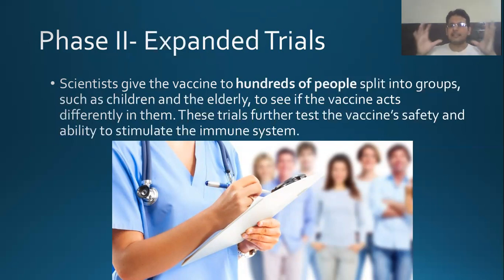So these are the expanded trials in which we pick different age groups and we see whether our vaccine is giving any immune response in all the age groups that we are going to study. So this is the expanded version of the phase 1 trial, which has a small number. In this case, we expand the number as well as the age groups. So that is called the phase 2 clinical testing or phase 2 clinical trial.